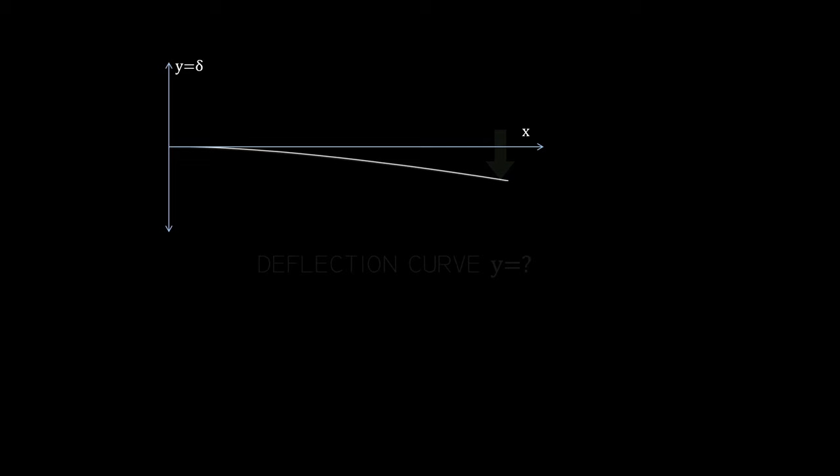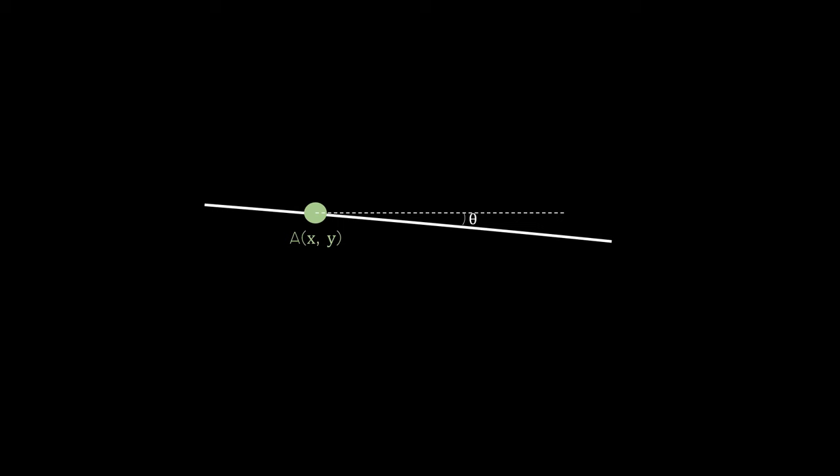Pick a point A on the curve with coordinates x and y. Let's use theta as the angle of the curve at A with the horizontal, so tan theta is the slope of the curve. This angle is now positive when clockwise because we flipped one of our axes. Let's show our sign convention just to keep it handy.